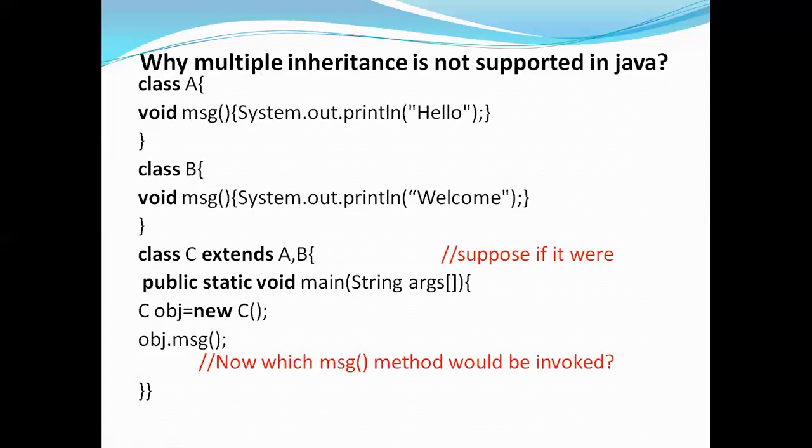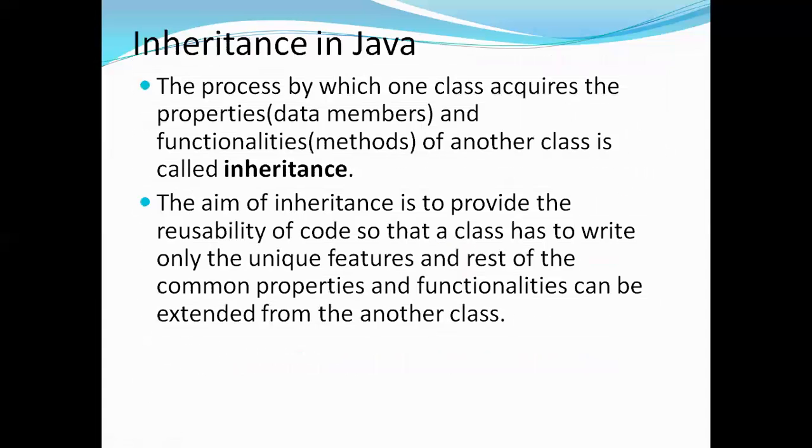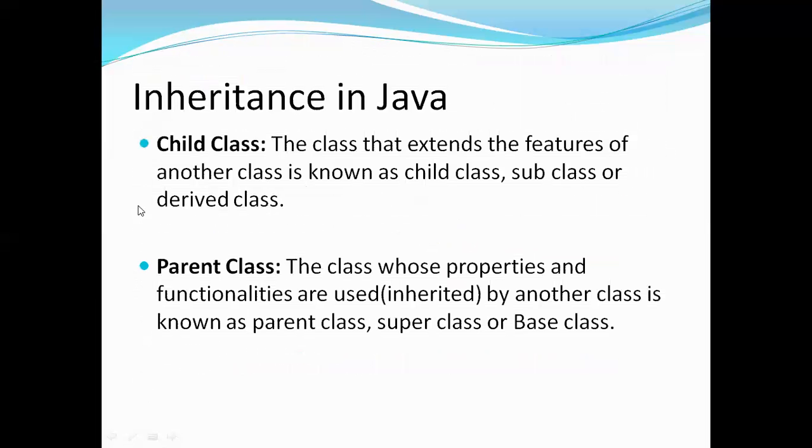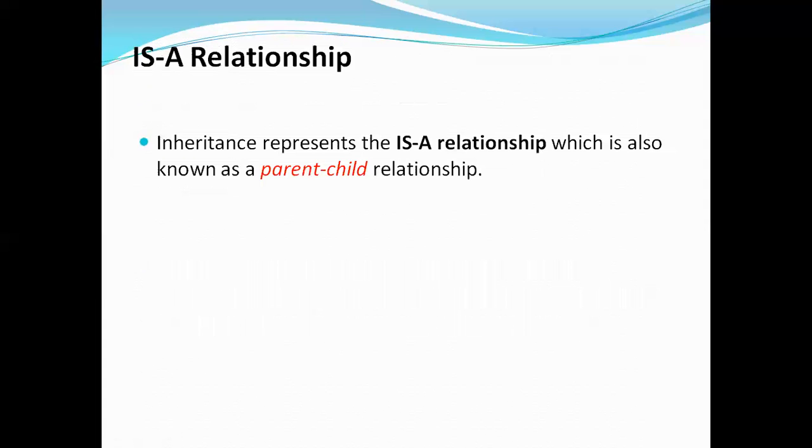Now let's recall what we have discussed in this session. We have seen what is inheritance, this definition. We have seen what is being inherited, actually data members and methods, and we have seen the classes with the names child class and parent class. Child class is also known as subclass or derived class. Parent is also called superclass or base class. Advantages we have seen.